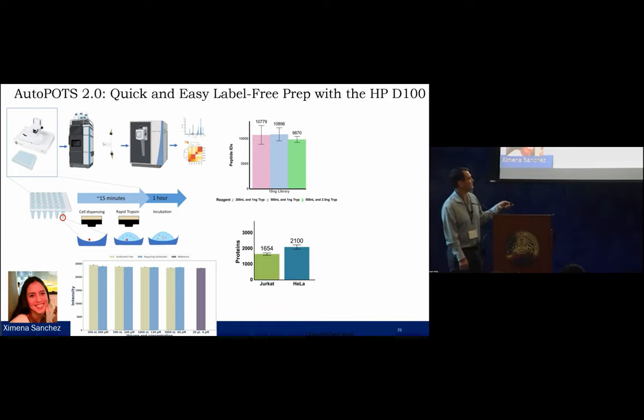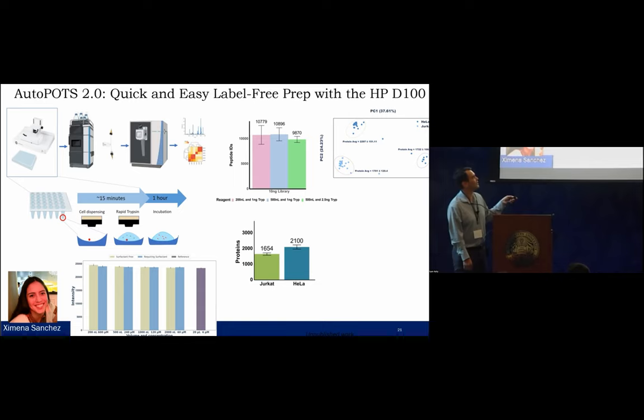And we can look at different cell types. And fortunately, this makes sense, right? HeLa is bigger than Jurkat cells. One thing that was weird to us here was this is Jurkat, it all clusters nicely, but we saw within our HeLa a big difference, two distinct clusters in a PCA plot for HeLa.